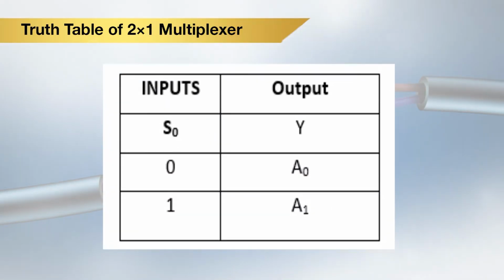Let us understand this with the help of the truth table. So, the truth table for 2x1 multiplexer is given here. Here we can see the input is considered to be the selection line, that's S0, for which there are 2 possible combinations, 0 and 1, and at the output we take output at Y. So, Y will be A0 if the selection line is logic low, and if the selection line has logic high, then A1 will be transmitted at the output.